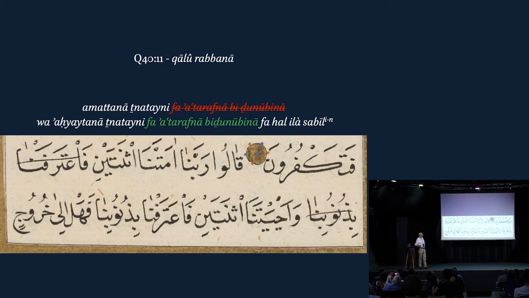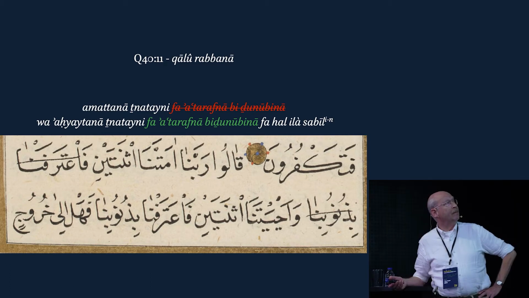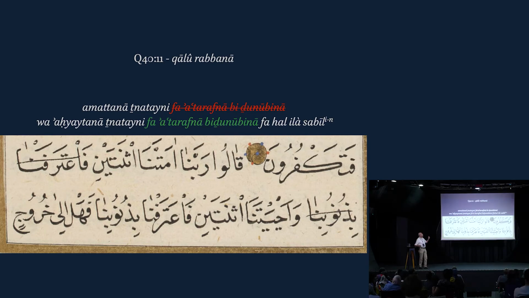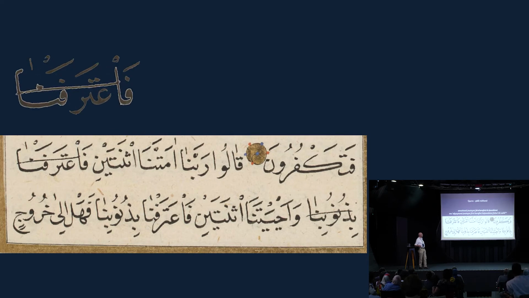So I'll give you the Arabic now. قالوا ربنا أمتنا اثنتين فاعترفنا بذنوبنا. Sorry. وأحييتنا اثنتين فاعترفنا بذنوبنا فهل إلى السبيل. And for those who read Arabic, you see it's all there.